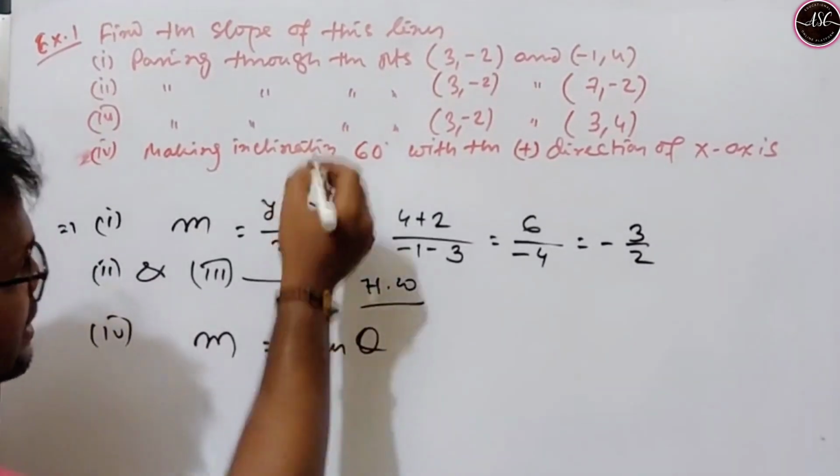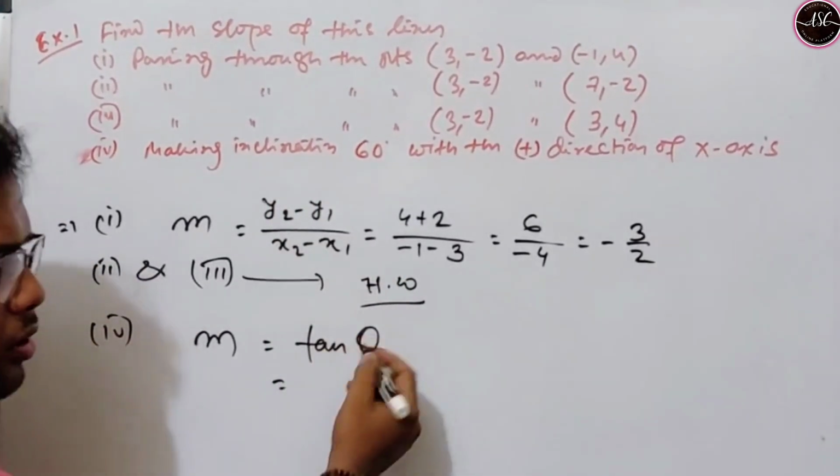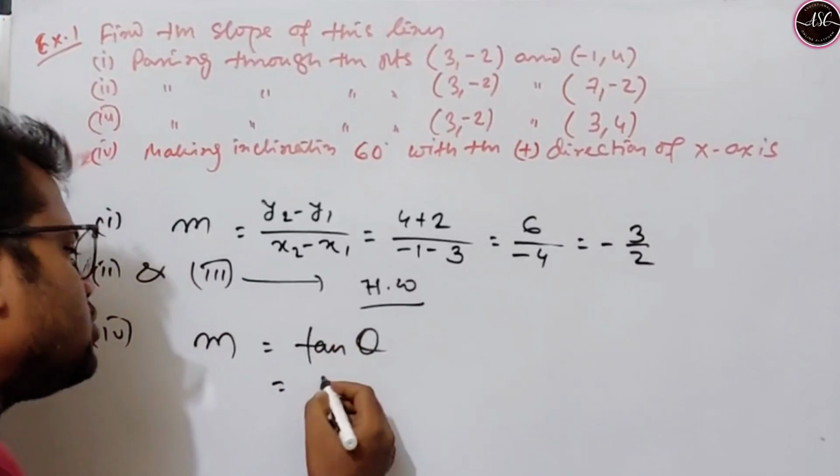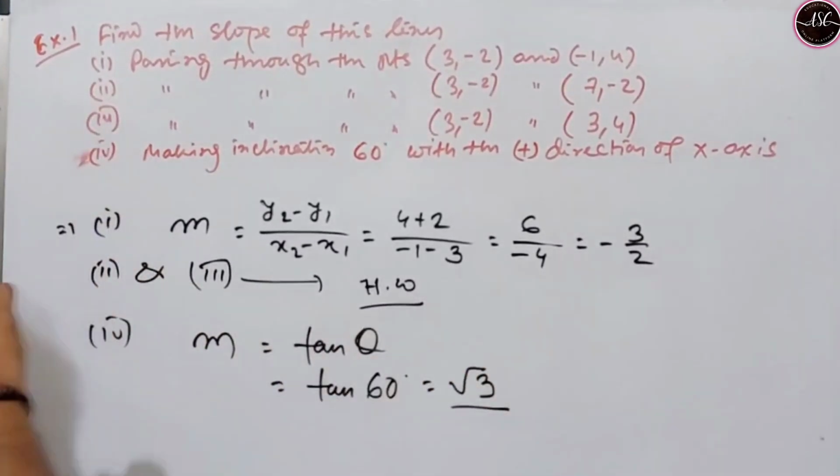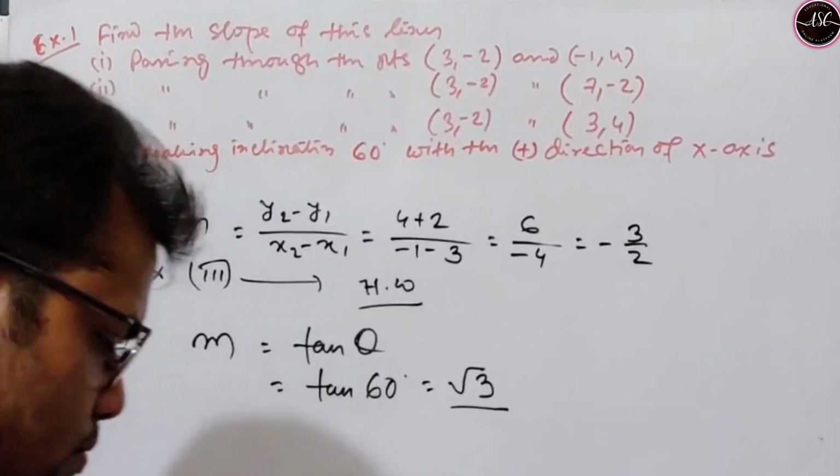Here, theta is 60 degrees with the positive direction of the x-axis. So, just write tan 60. So, this will be root 3. Okay. Very easy question.